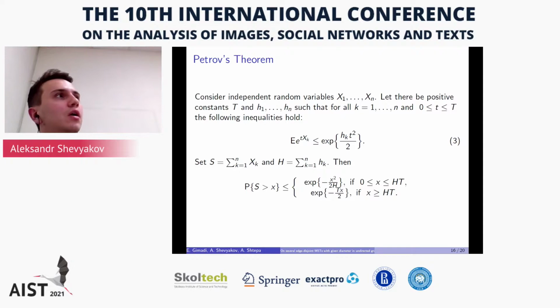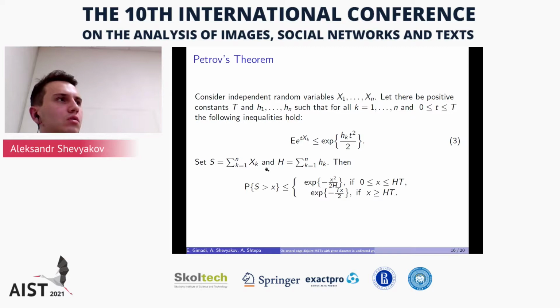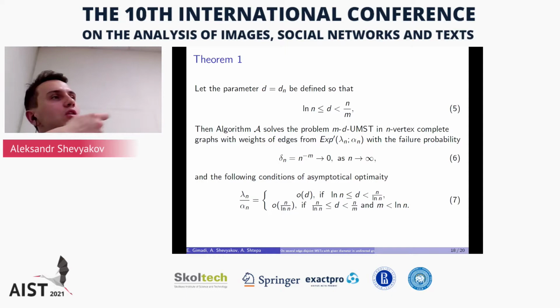And in the next lemma, we just find this constant. And lemma 3 tells us about the mathematical expectation. In lemma 4, we find C, big C and HK like this. And in lemma 5, we found the constant H, big H for this theorem. And after that, using Petrov's theorem and these lemmas, we prove our main theorem, theorem 1. And the main result was that our algorithm is asymptotically optimal in case the parameters of the distribution have a relation between the parameters like this.